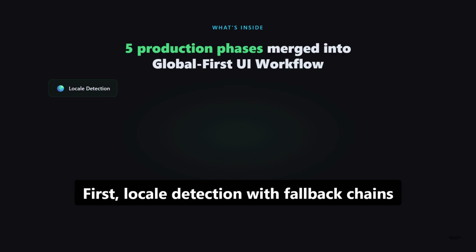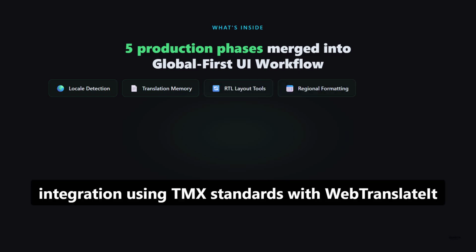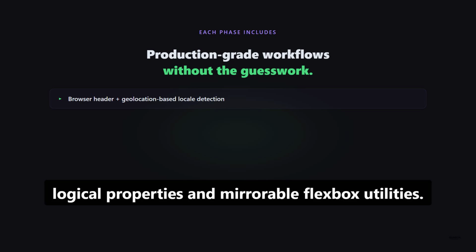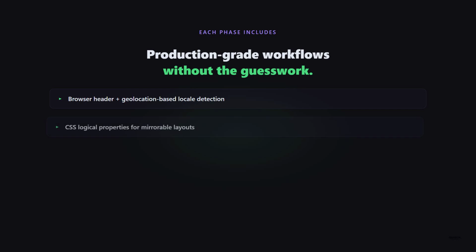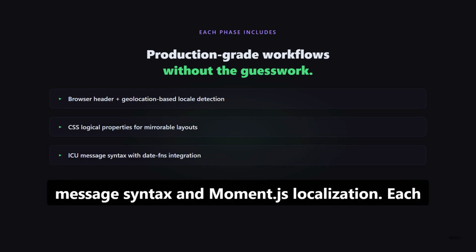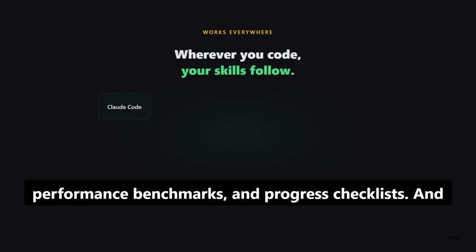First, locale detection with fallback chains and Accept-Language parsing. Then, translation memory integration using TMX standards with WebTranslate compatibility. RTL layout tools include CSS logical properties and mirrorable Flexbox utilities. Our regional formatting modules handle ICU message syntax and Moment.js localization. Each phase comes with working code templates, performance benchmarks, and progress checklists.